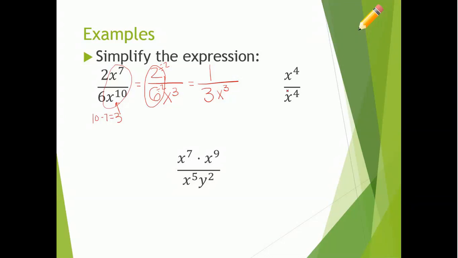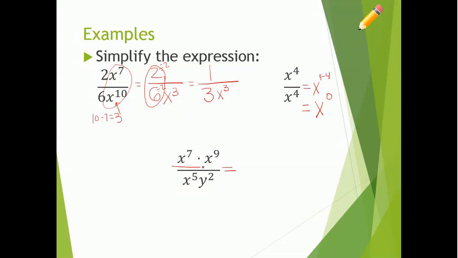Alright, so now we have x to the 4th divided by x to the 4th. Well, they're the same, so it doesn't matter how I subtract. So it's going to be 4 minus 4, or x to the 0 power. And we'll talk in our next video about what that x to the 0 is finally going to turn into.